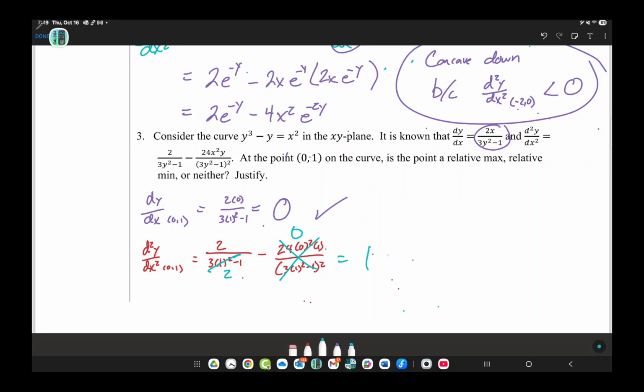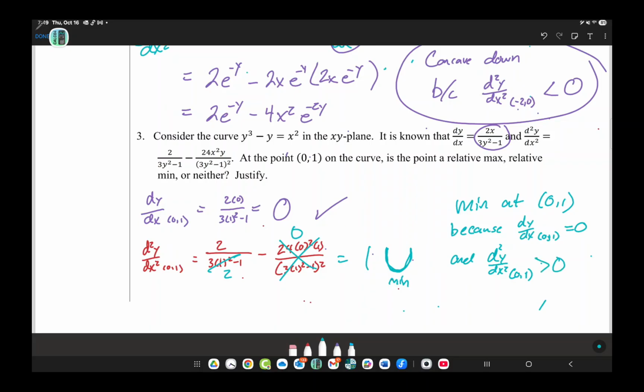Now, because this is positive, it is concave up, which makes this a minimum value. So we have a minimum at (0, 1) because dy dx at (0, 1) is equal to 0, and d squared y dx squared at (0, 1) is greater than 0.